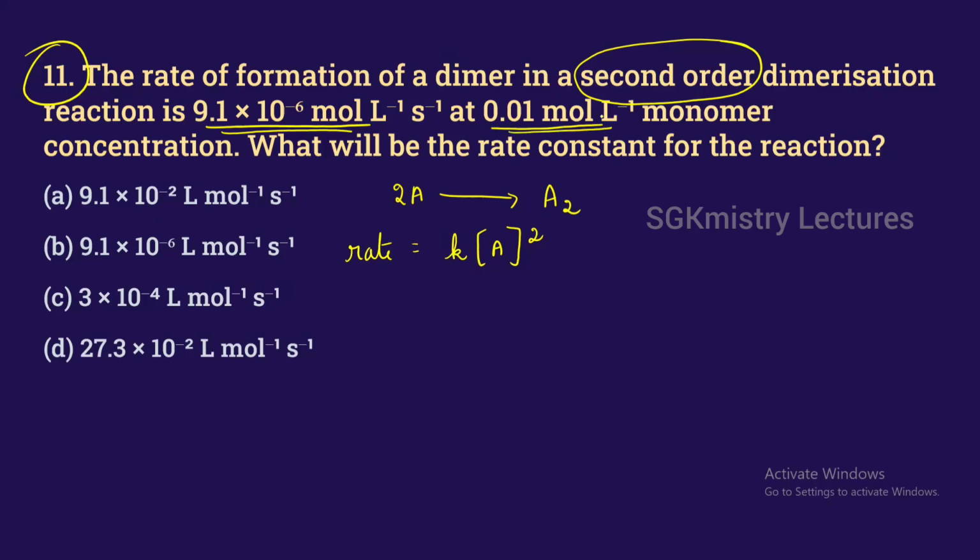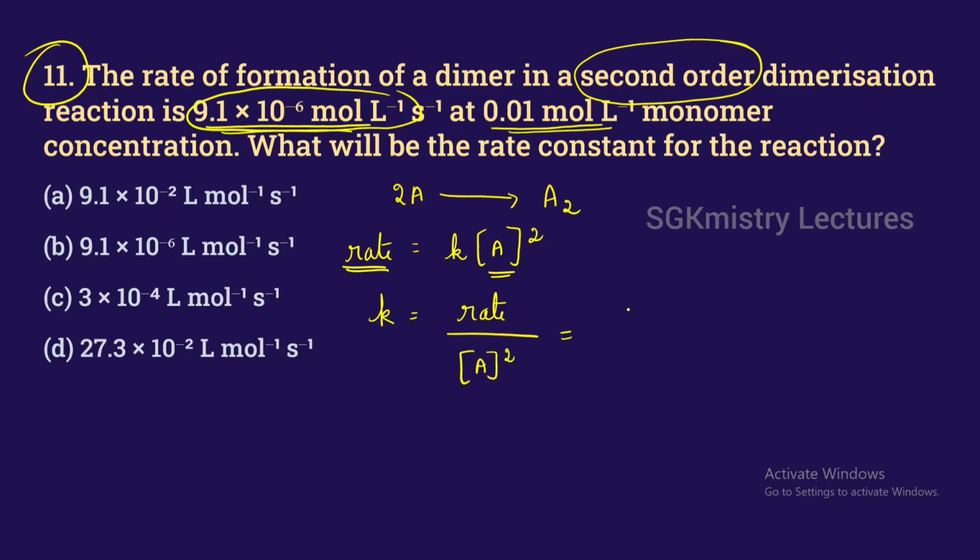Okay. Now what else is given here? 0.01 mole per liter monomer concentration. So the concentration of the monomer is already given. And what else is given? Yes, the rate of formation is given. So what will be the rate constant? Now rate is given, concentration of the monomer is given. You need to find out the rate constant, that is K. So K will be equal to rate by concentration of A square.